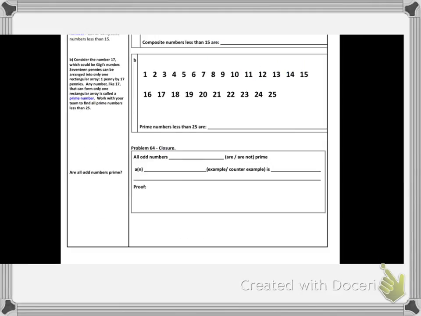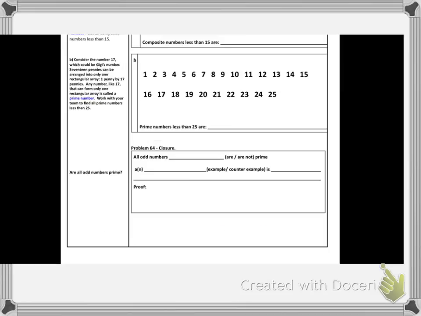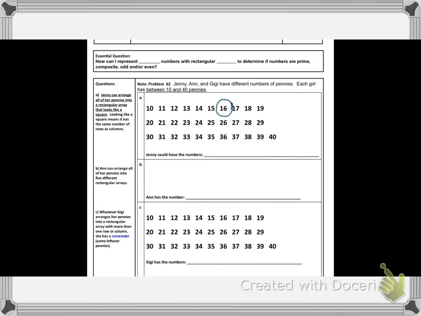Let's go back to the cherry piece of paper. 17 will not work. 18 does not have a square. 19 will not work. 20 does not work. 21, 22, 23, 24 do not work. 25 will work. 5 times 5 is 25. So on our note sheet of paper, we're going to circle the number 25. Do you notice that 4 times 4 was 16? Please put this on your notes right now. And 5 times 5 is equal to 25.